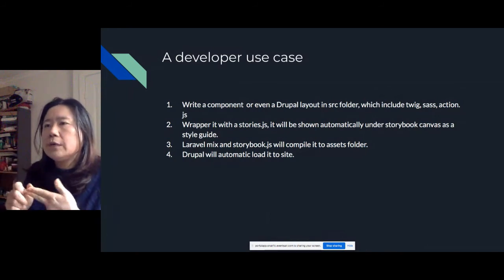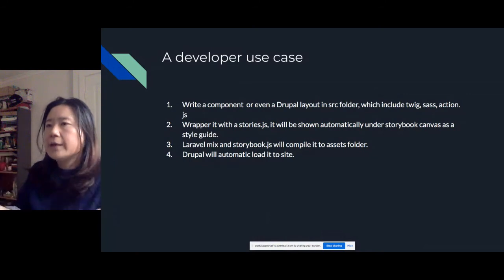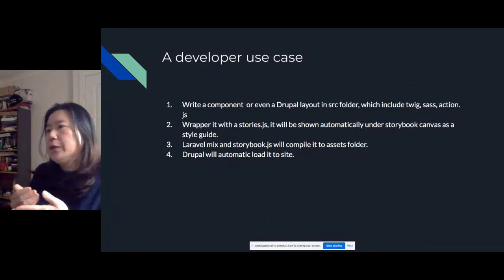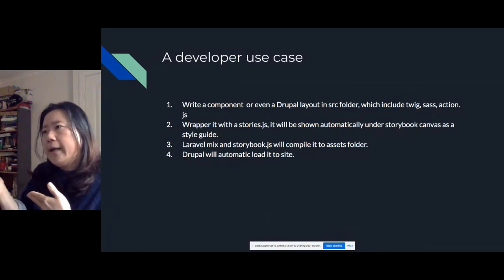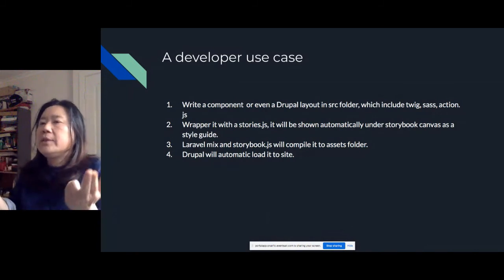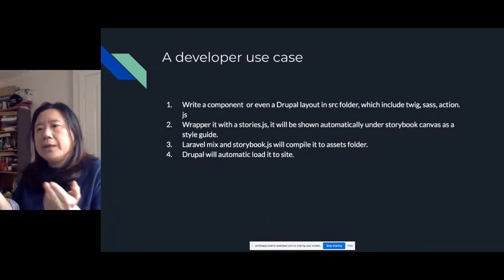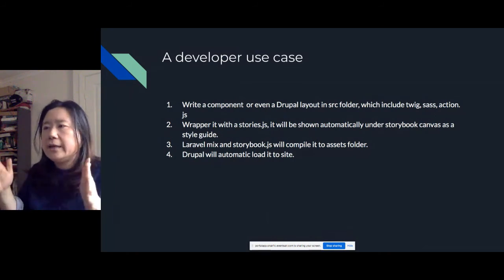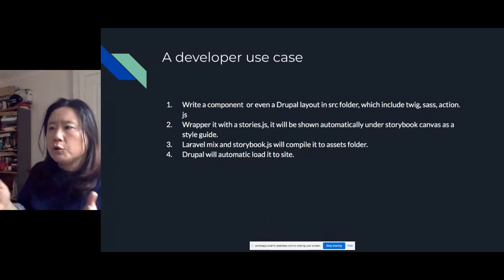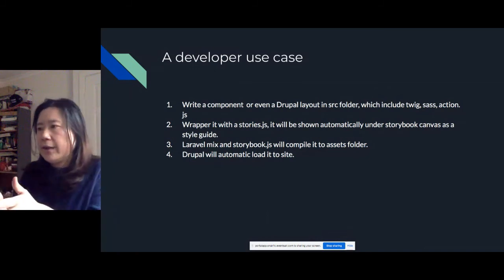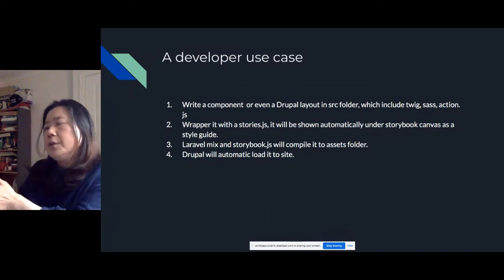If you like, you can wrap it with stories.js, and then it will automatically show in the story canvas as a starter guide. Then you use Laravel Mix, and Storybook.js will compile it into an assets folder, and Drupal will automatically load it to the site. That's the kind of workflow in this thing. They try to encourage you to do it this way.